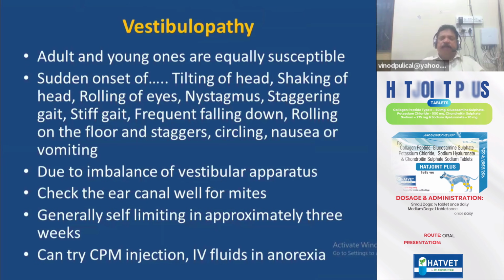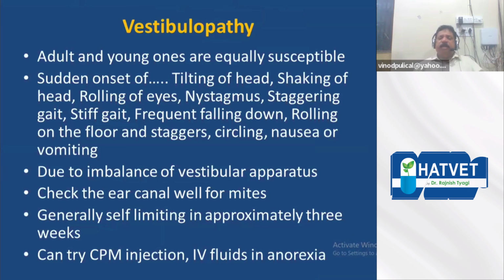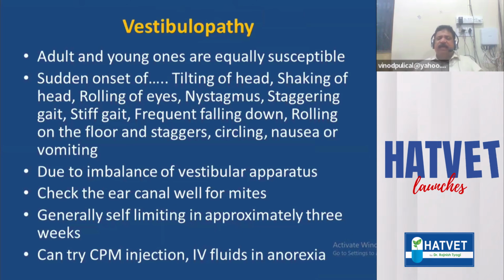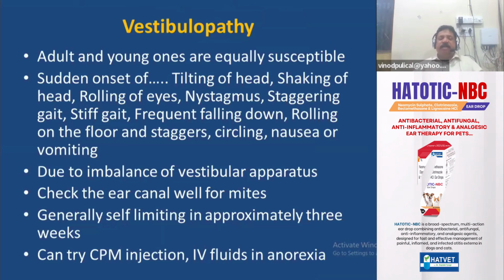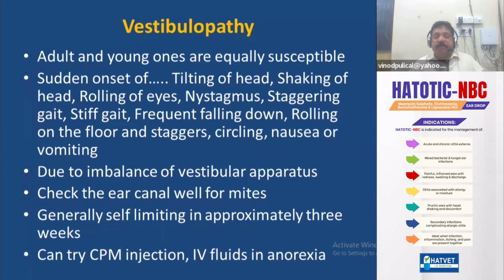Then another disease very commonly found is vestibulopathy, idiopathic feline vestibulopathy. Adults and young ones are equally susceptible. There will be sudden onset of tilting the head, shaking the head, rolling the eyes, nystagmus, staggering gait, stiff gait, frequent falling down, rolling on the floor and staggers, circling, nausea or vomiting. These are the signs of feline vestibulopathy due to imbalance of the vestibular apparatus.